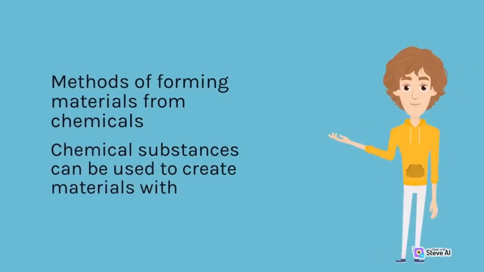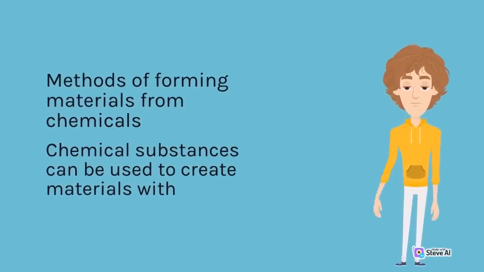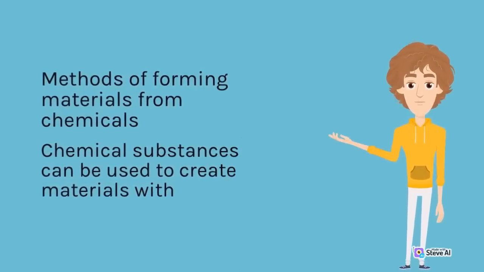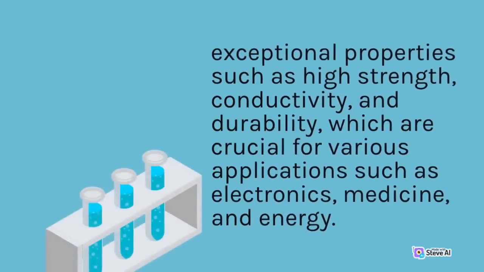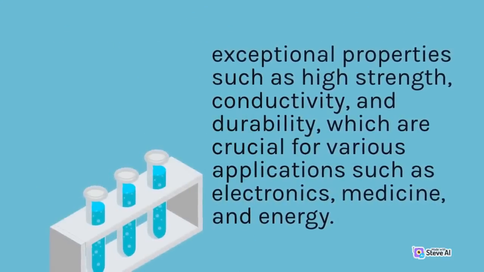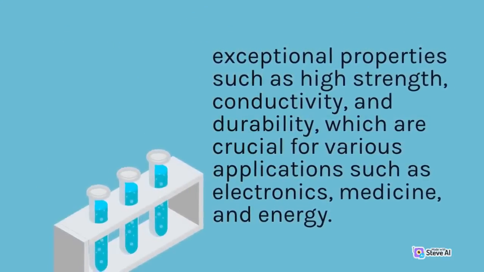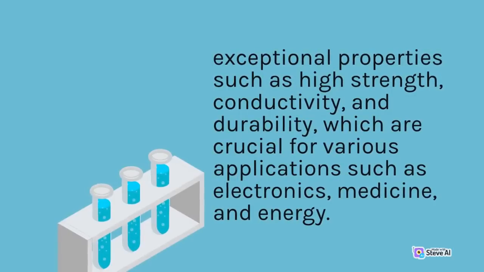Methods of forming materials from chemicals. Chemical substances can be used to create materials with exceptional properties such as high strength, conductivity, and durability, which are crucial for various applications such as electronics, medicine, and energy.